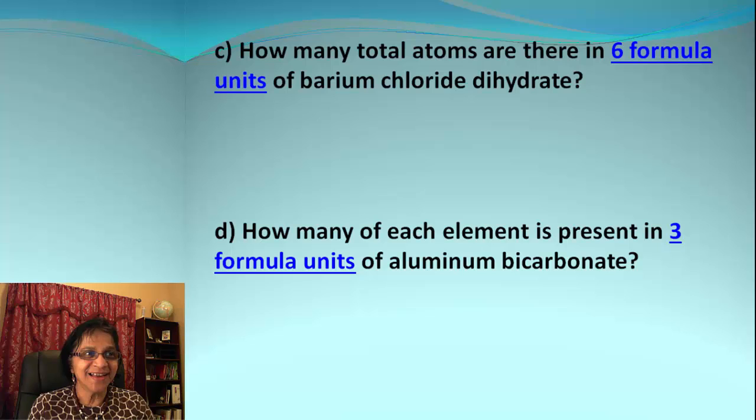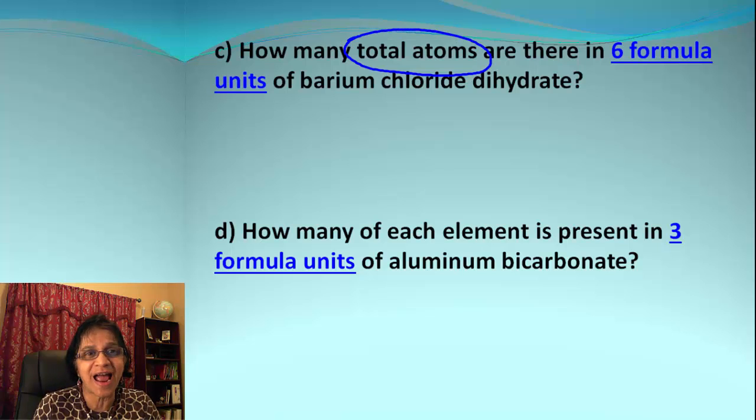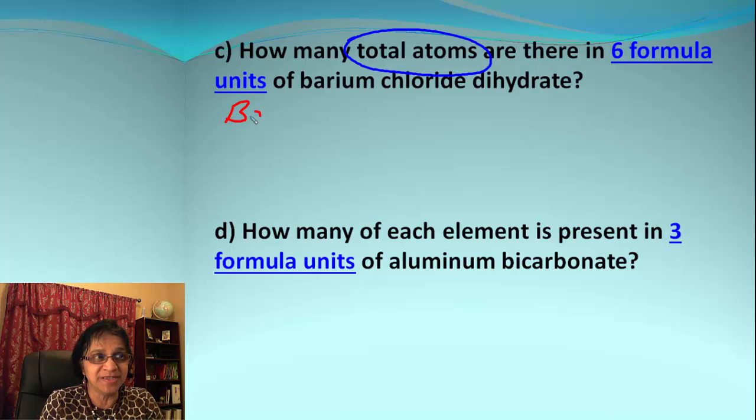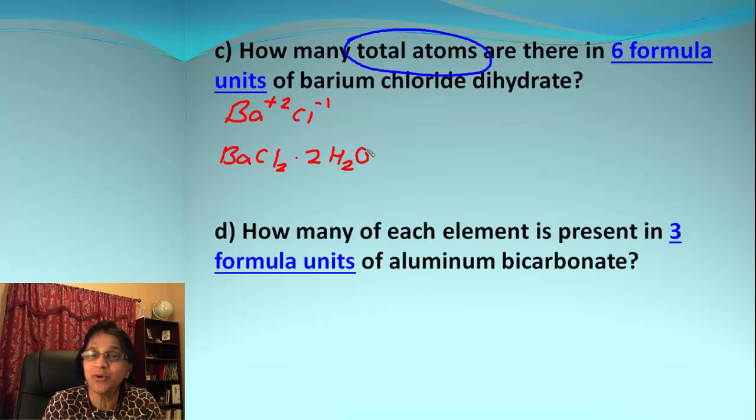Alright, moving on. Next question is, we have to find out the total number of atoms, not just a particular atom, but the total number of atoms in 6 formula units of barium chloride dihydrate. Let's begin writing the correct formula for the compound. Barium is Ba with charge positive 2. Chlorine is Cl negative 1. That means the compound will be BaCl2, and then dihydrate, di stands for 2, so it will be 2H2O.